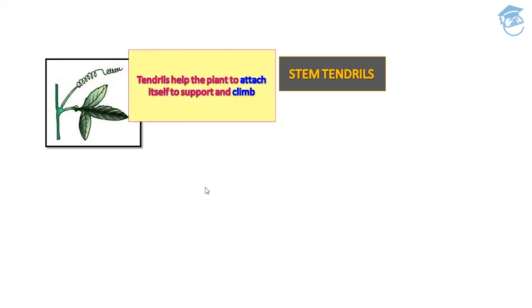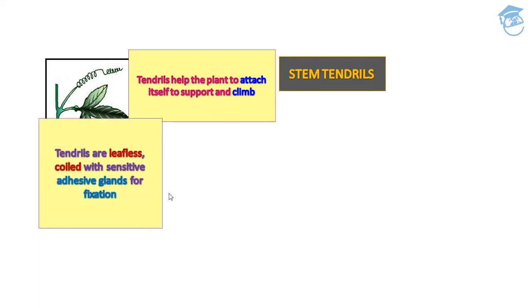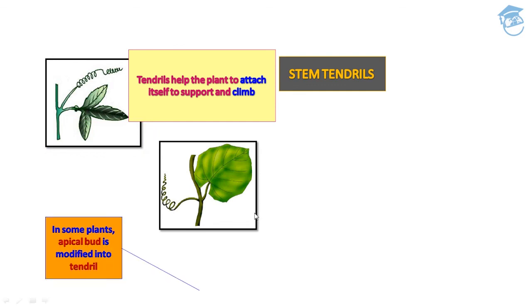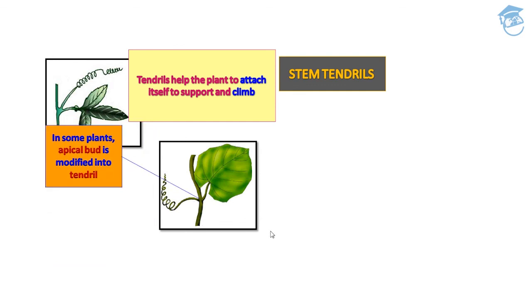Tendril helps the plant to attach itself to a support and climb. That's why it curls up, and it is found in plants with weak stems. Tendrils are leafless, they don't have leaves. Tendrils are coiled with sensitive adhesive glands for fixation. See, this is the picture of a stem tendril.